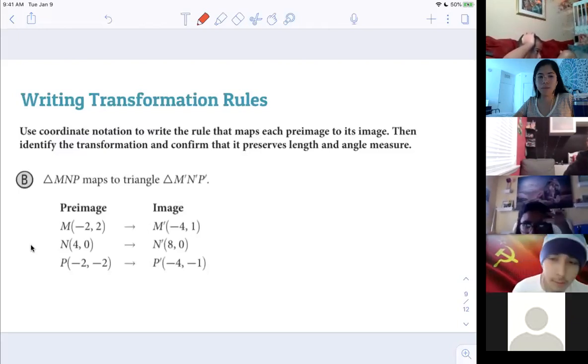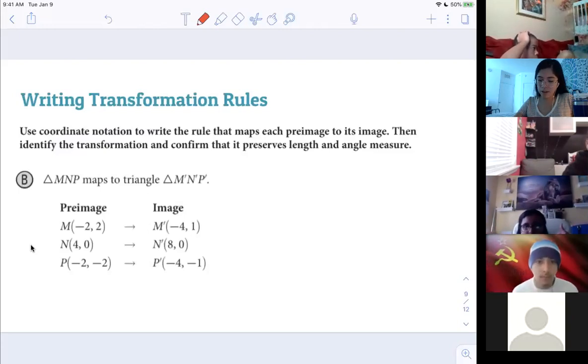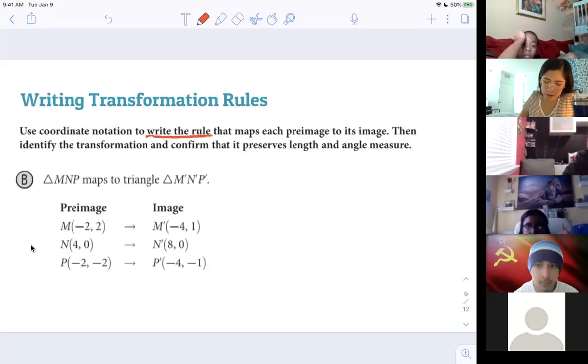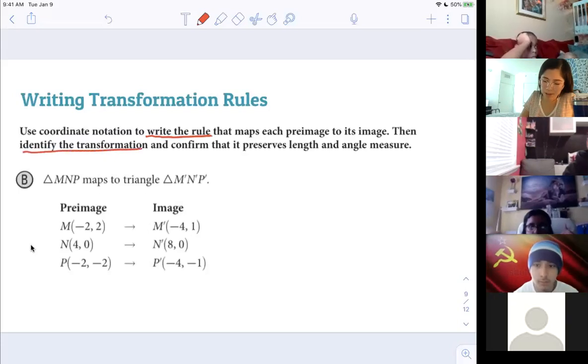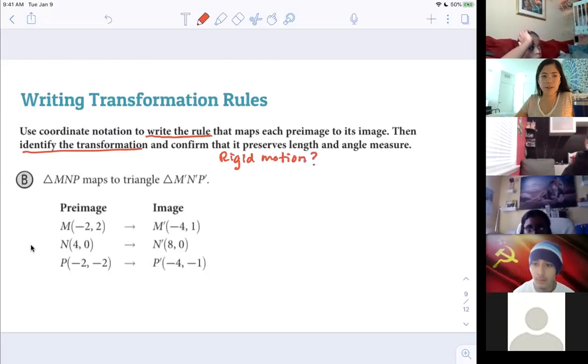Miss, what did you say to do the rule? Yeah, so read the directions. It says write the rule and identify the transformation. And this last part is just saying, is it rigid motion or not? Okay, I have the rule already. Okay, good. Now work on the other parts.